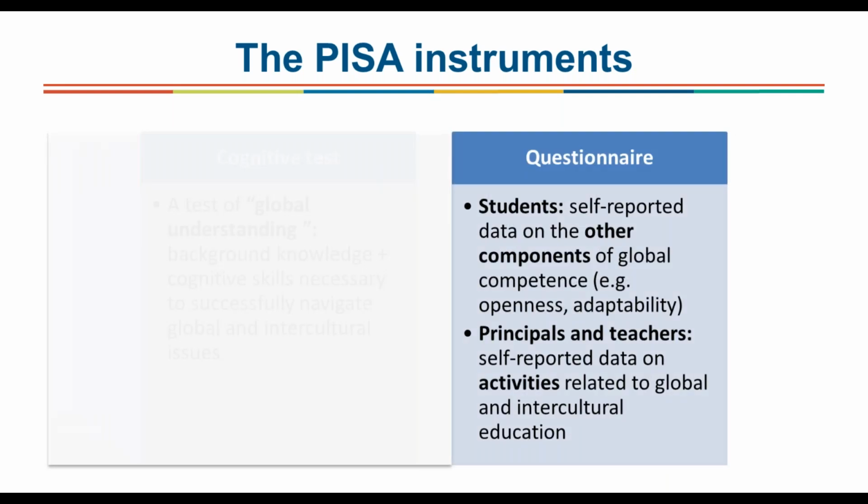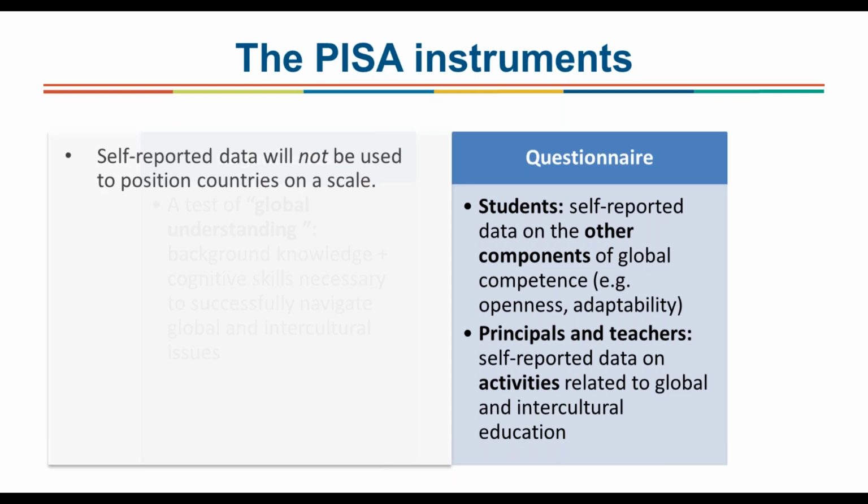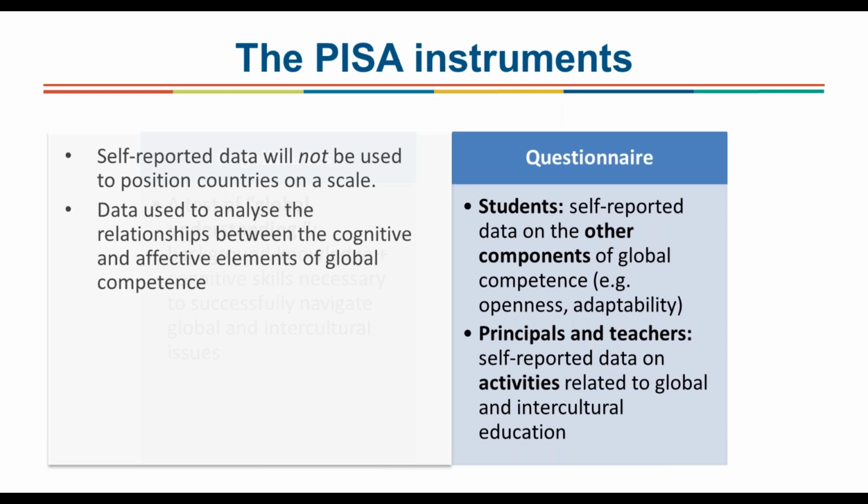When it comes to the questionnaire, we'll collect self-reported data on the other components of global competence that are not covered in the cognitive test, such as openness and adaptability. And unlike the cognitive test data, this data will not be used to position countries on a scale. It will rather be used to analyse the relationships between the cognitive and the affective elements of global competence.